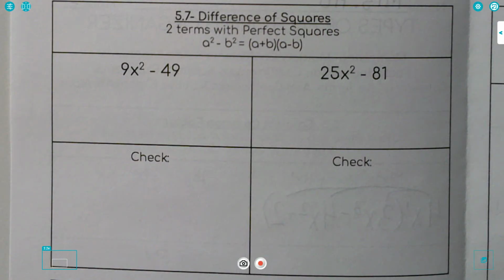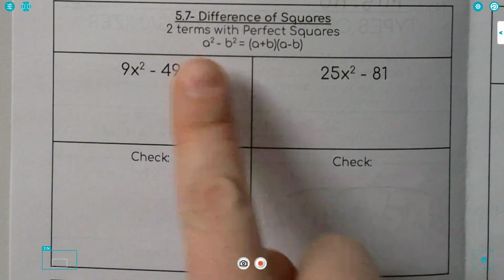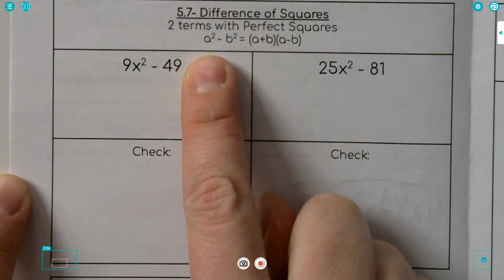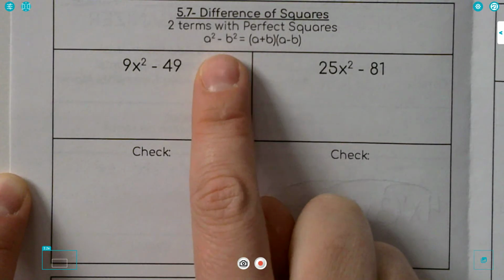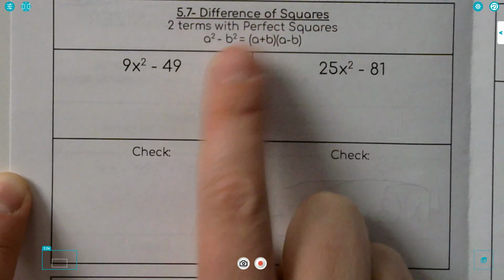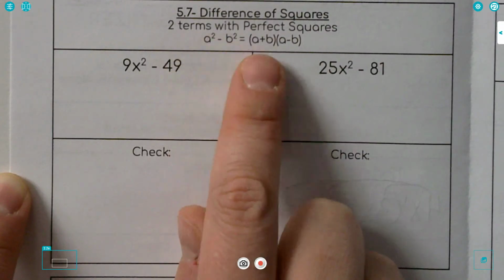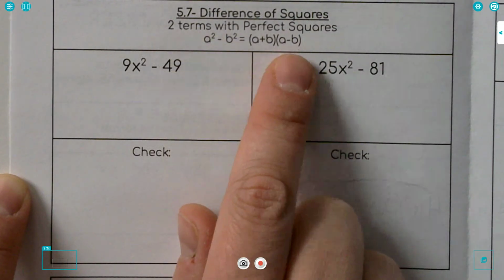Hey, so 5.7 is difference of squares. We use it when we have two terms. So it's still a quadratic, second degree, but it's only a binomial. We just don't have that middle term. So it's just the x squared and the number. Two terms, and they both have to be perfect squares. So if we have two perfect squares and it's a difference, a subtraction, that's why it's called difference of squares, because it's subtraction of two perfect squares, then if we can find a and b, our factored version is a plus b and a minus b.